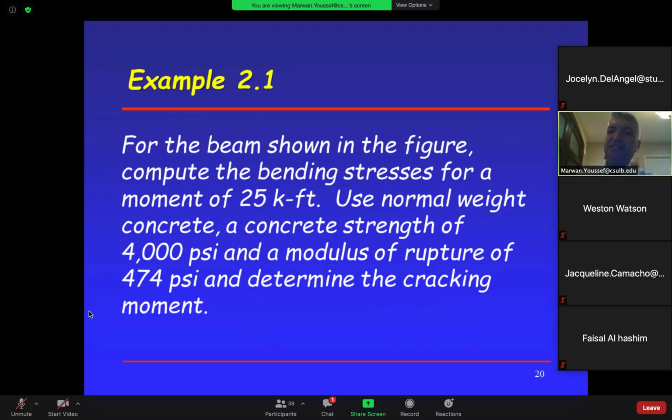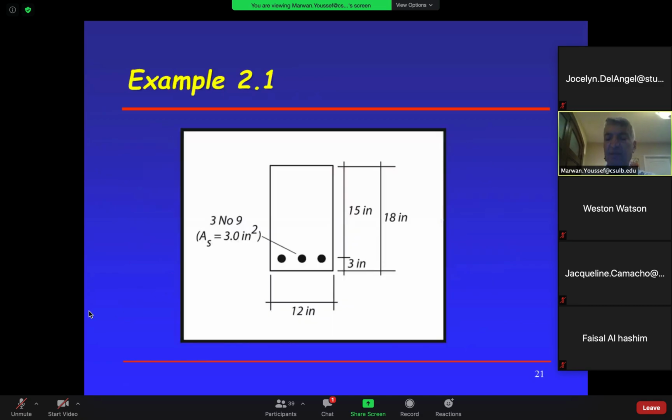So let's do the example and see how easy it is. We're given a beam with dimensions 12 by 18. When we did the DT beam, I assumed my beam was 12 by 18, whatever the number is. Today I'm going to show you how we estimate that depth from that table. We'll get to that. So I'm given a beam 18 inches deep, 12 inches wide, with 3 number 9 bars.